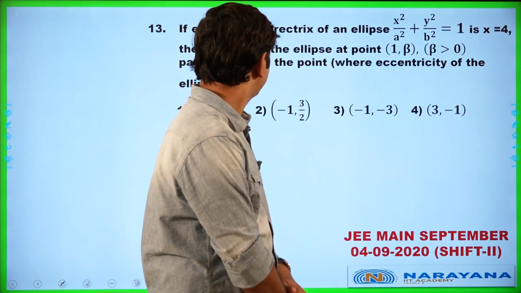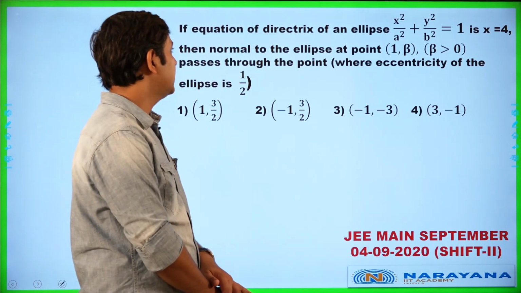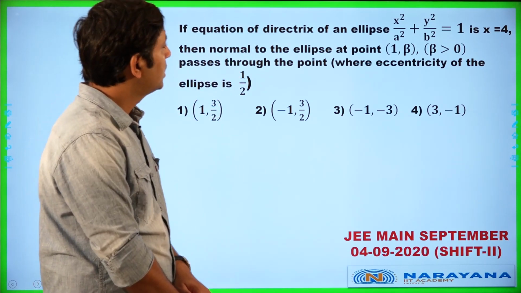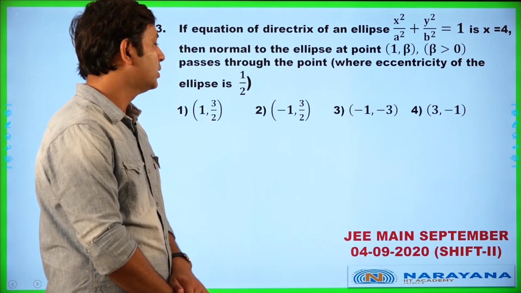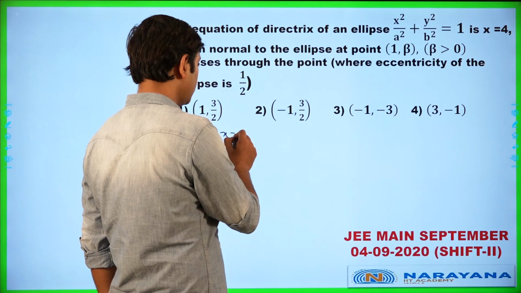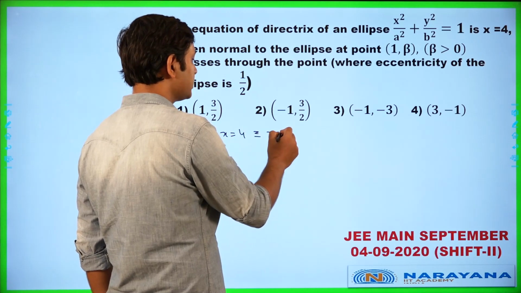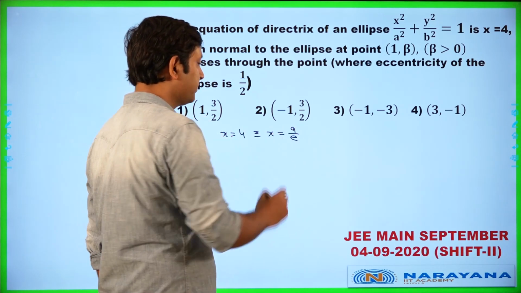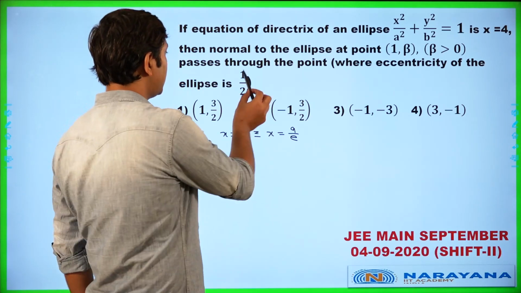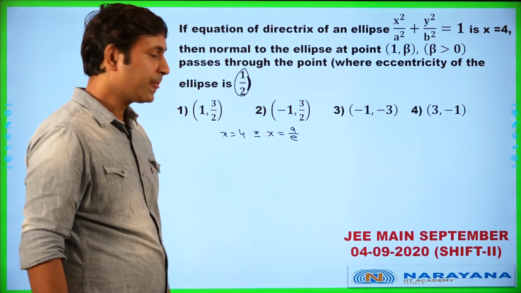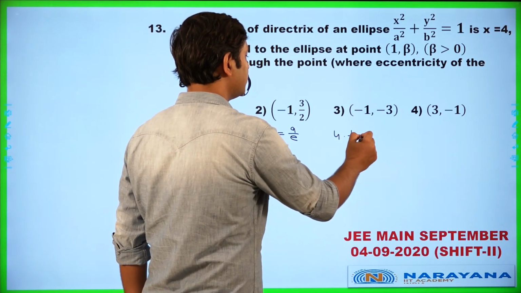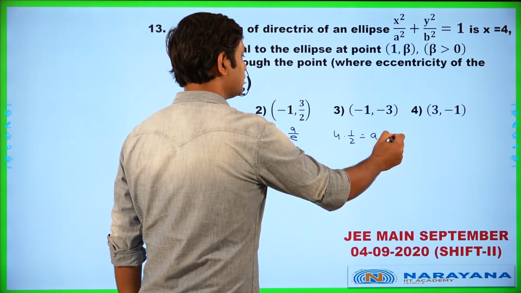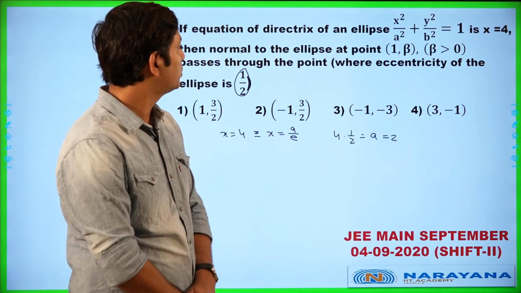In this question, we have the equation of an ellipse and its directrix is given to be x is equal to 4. So we have x is equal to 4 as the directrix, whose equation is x is equal to a by e. Eccentricity is given as half, we'll use that. So 4 into half should be equal to a, which is 2. So we have a is equal to 2.